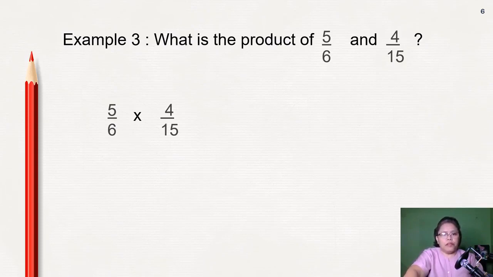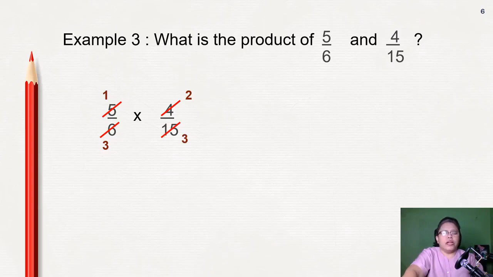So, 4 divided by 2, that's 2. 6 divided by 2, that's 3, diba? So, 5 at saka 15 pwede rin. So, cancel natin. 4 divided by 2, that's 2. 6 divided by 2, that is 3. And then, 5 divided by 5, you have 1. 15 divided by 5, you have 3.